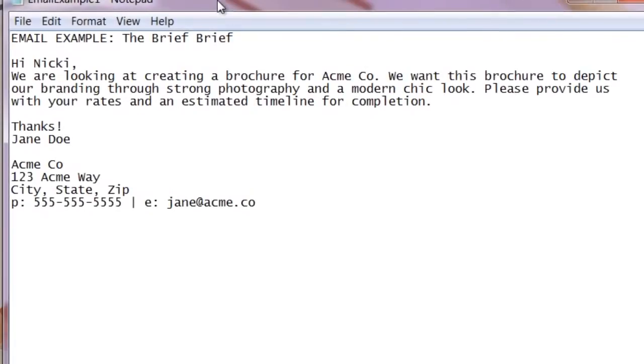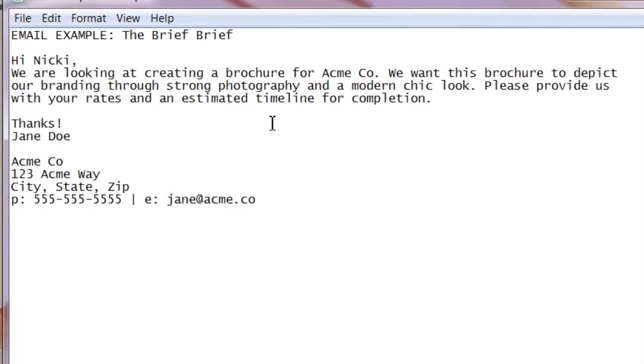Now, I have an email example here that is going to give you great insight into the most common thing that you're dealing with as a designer. So let's look. Right now, we just have a general, "Hi, Nikki. We are looking at creating a brochure for Acme Co. We want this brochure to depict our branding through strong photography and a modern chic look. Please provide us with your rates and an estimated timeline for completion. Thanks." Okay. A couple of things might be going through your mind here.